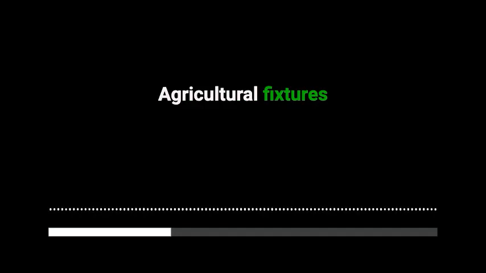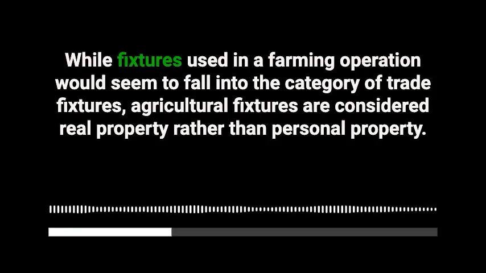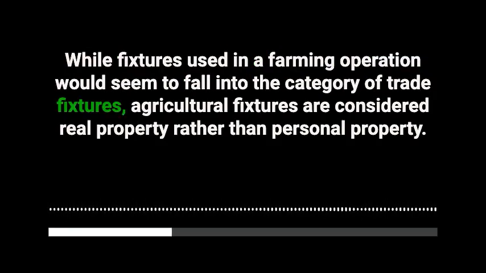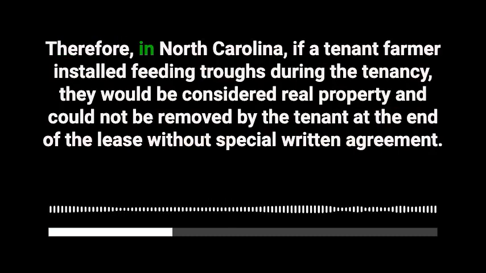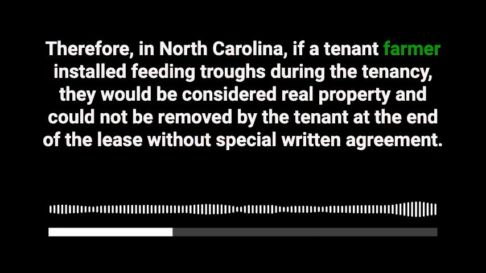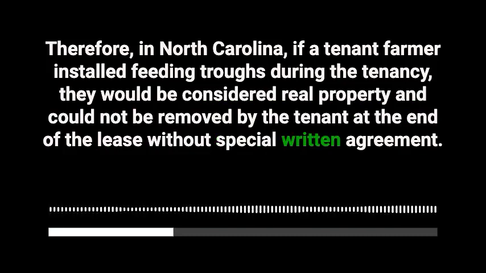Agricultural fixtures. There is a special class of fixtures in North Carolina called agricultural fixtures. While fixtures used in a farming operation would seem to fall into the category of trade fixtures, agricultural fixtures are considered real property rather than personal property. Therefore, in North Carolina, if a tenant farmer installed feeding troughs during the tenancy, they would be considered real property and could not be removed by the tenant at the end of the lease without special written agreement.